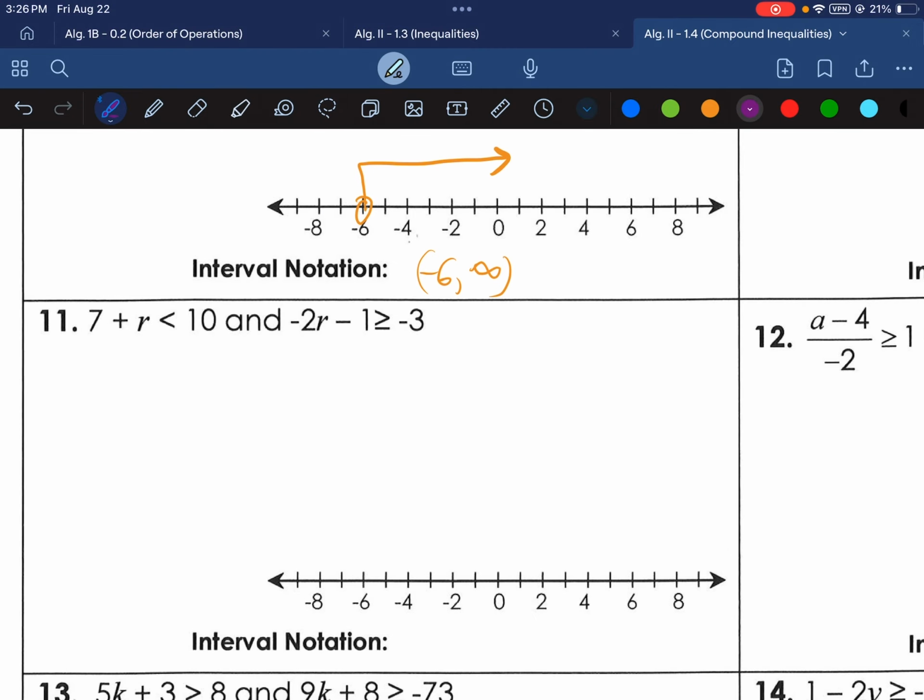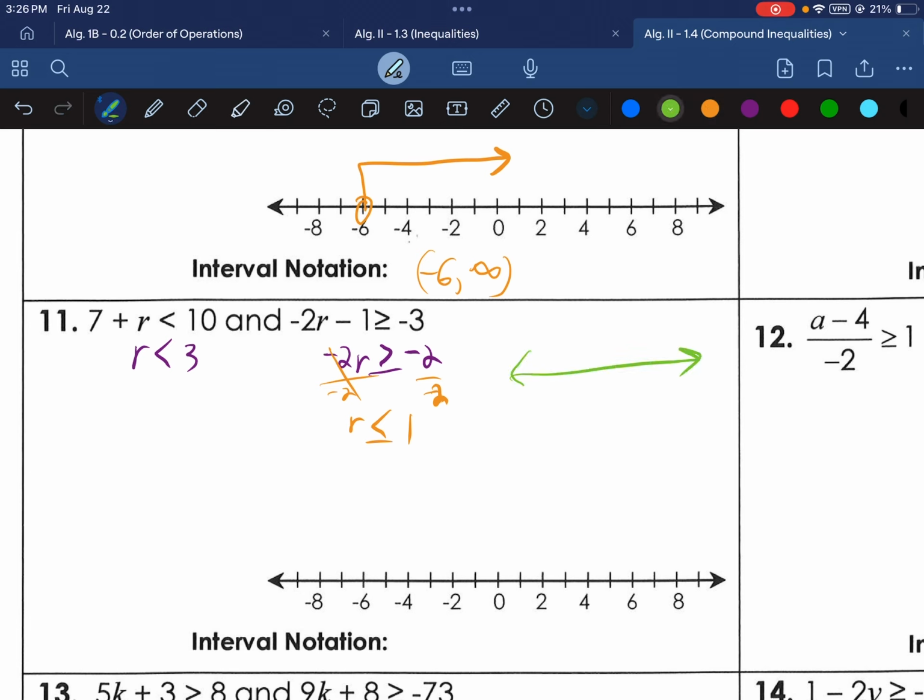Moving on to number 11, another "and" one, not to be confused with the brand And1, an old clothing brand. So we subtract the 7 in this first one, we get r is less than 3. And the other one, we add 1 to both sides, we get -2r is greater than or equal to -2. Dividing by -2 gives us r is less than or equal to 1. We notice these are going the same direction. That's a dead giveaway. We're going to have to pick one of them.